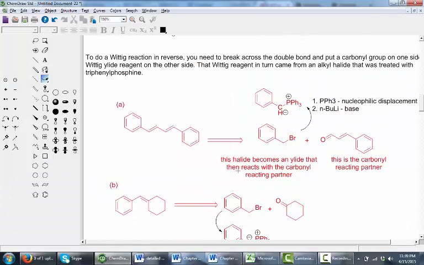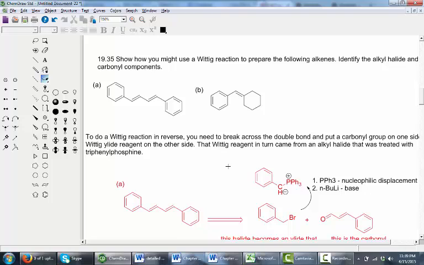So what we're going to do is problem 1935, which is to show how you would use a Wittig reaction to prepare the following alkenes from the corresponding halides and carbonyls.